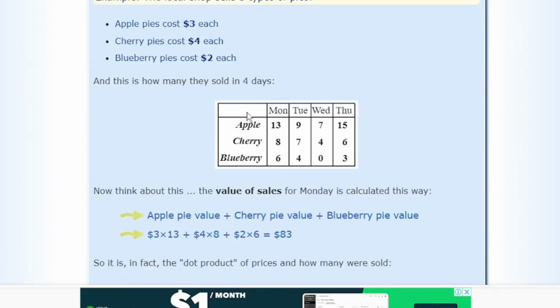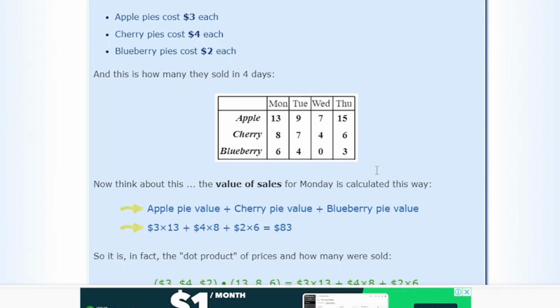So if you want to get the values, what would you do? Well, there are 13 apple pies. The cost of one apple pie is 3. So 13 times 3 plus 8 times 4, 4 is the cost, plus 6 times 2, 2 is the cost. And then you get 83. So the total amount you get on that day, on Monday, will be 83.